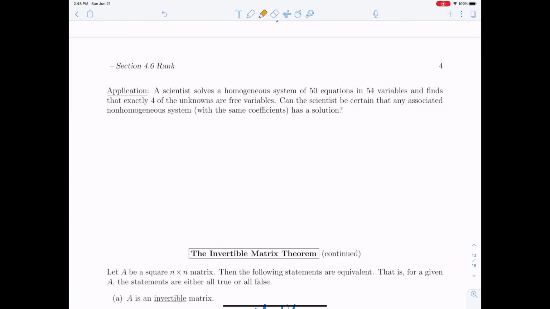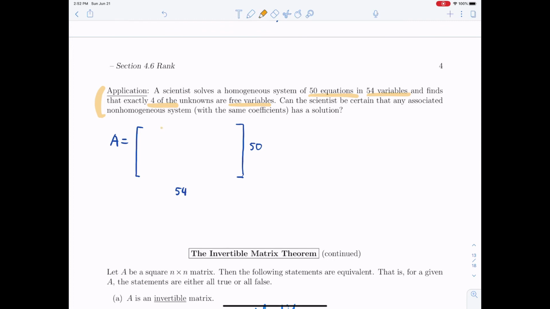There's a nice application of the rank-nullity theorem to find out whether there is a solution for the given system of linear equations. So let's pause the video and try out this problem before I give you the solution. The problem tells us that there are 50 equations with 54 variables, and there are exactly 4 free variables. So let's consider a matrix A, which is the coefficient matrix for the given system of linear equations. Then we have 50 rows and 54 columns.